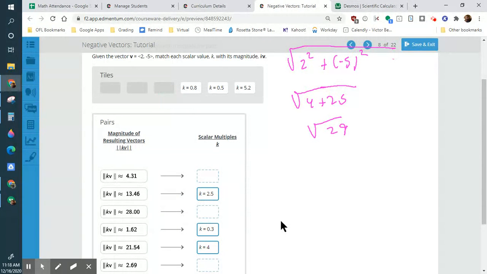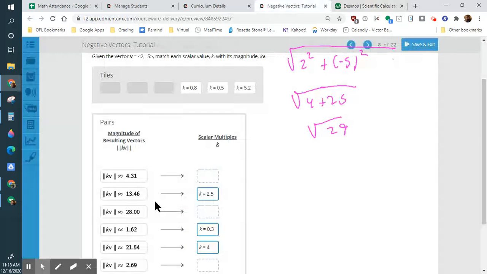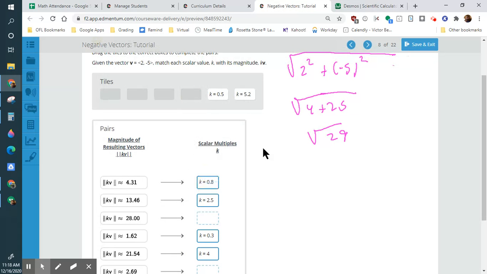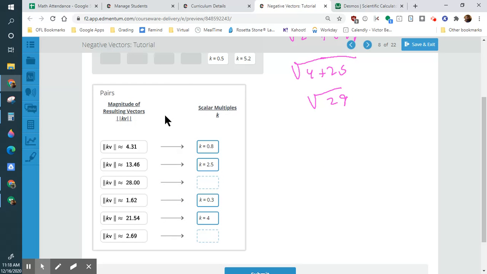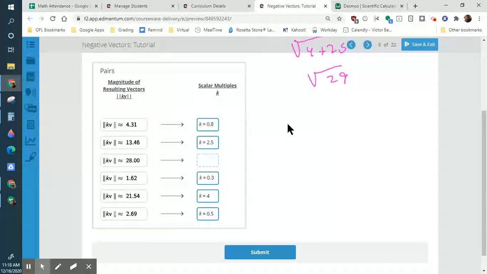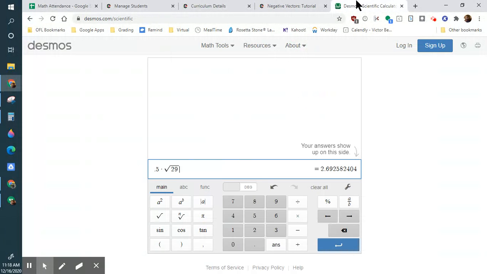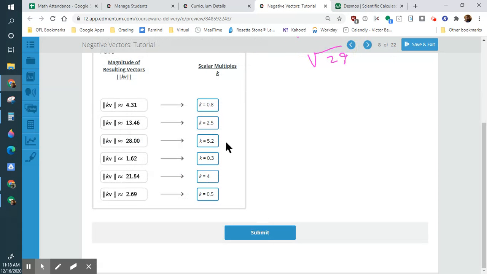And then we're going to do the 0.8, which is 4.3. And we're going to do 0.5. It's 2.7-ish. Or it does have 2.69. And then we're going to do 5.2, which should be the last one, but just to do it, about 28. So, boom. And that's all we're doing when we need the magnitude.